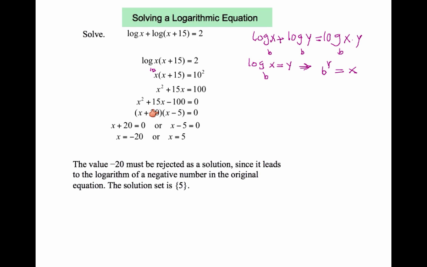If you still have a problem with factoring, please refer to my lectures on factoring. Once you do that, we can set each of these parentheses equal to 0. We get x plus 20 equal to 0, so x equal to negative 20, and x equal to 5. Now, the value negative 20 must be rejected as a solution, since it leads to the logarithm of a negative number in the original equation. So the only solution we have is 5.